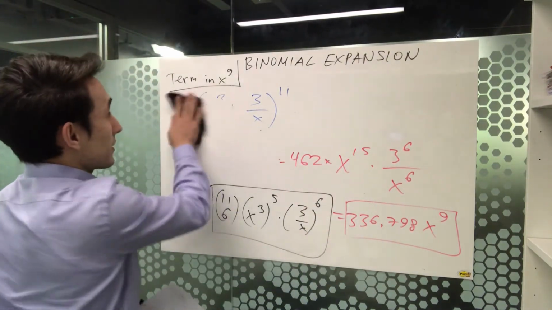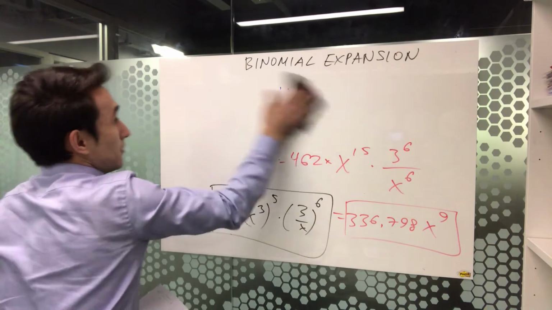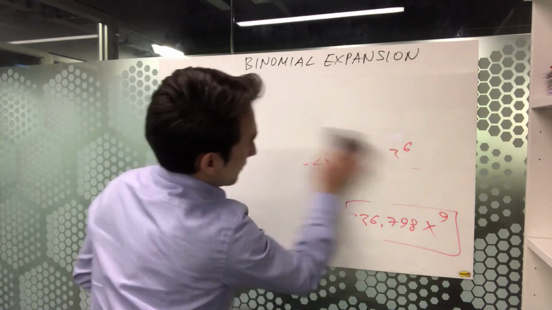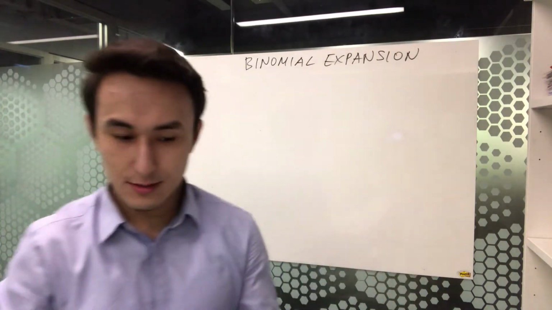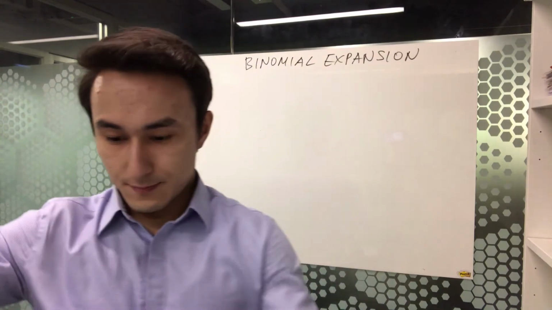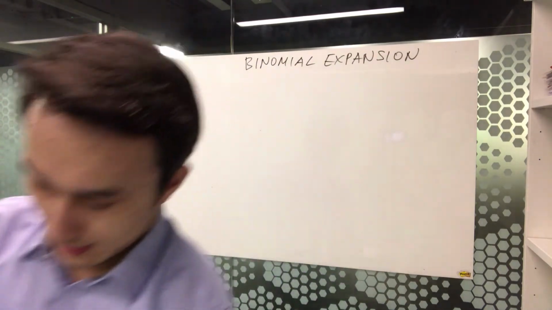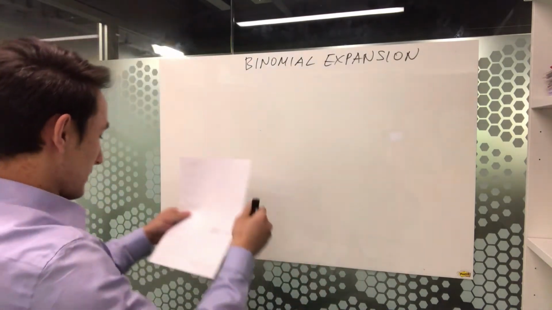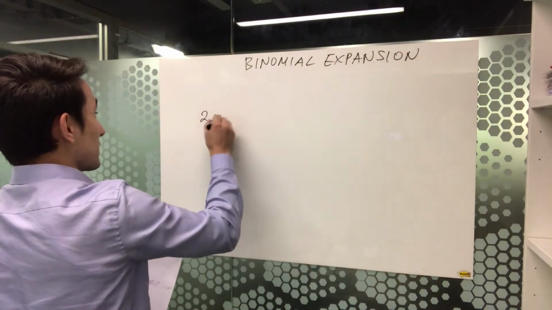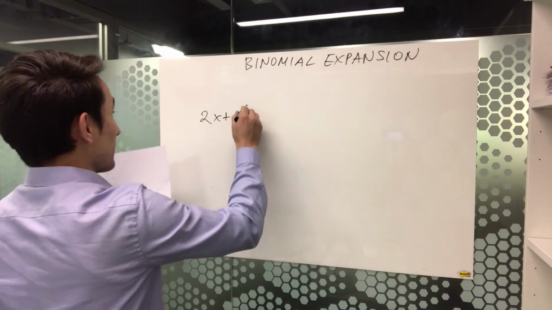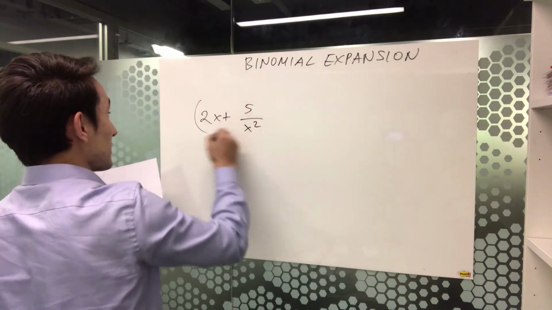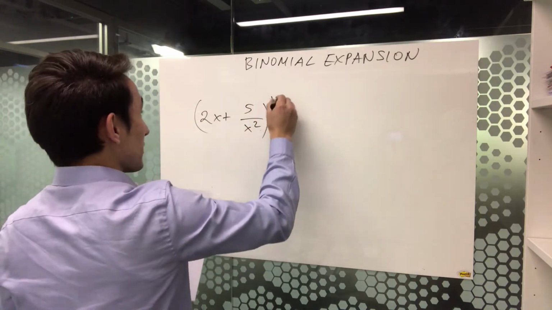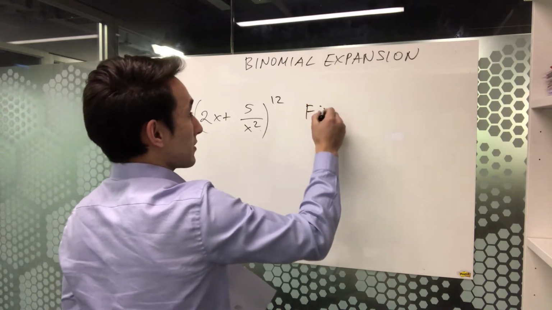Going to question 3. Problem number 3. Sometimes you'll be asked questions like, find the constant term. For example, (2x plus 5 over x squared) to the power of 12. The question is, find the constant term.